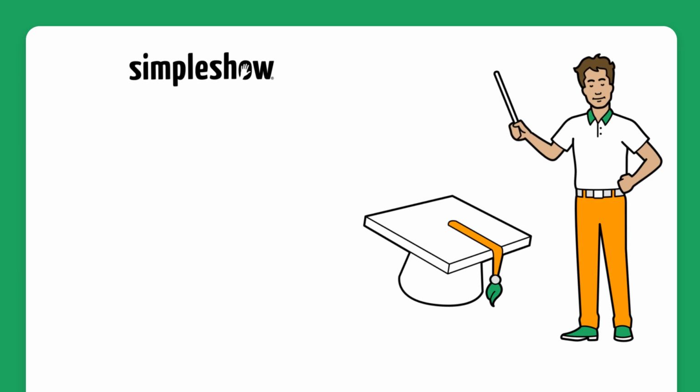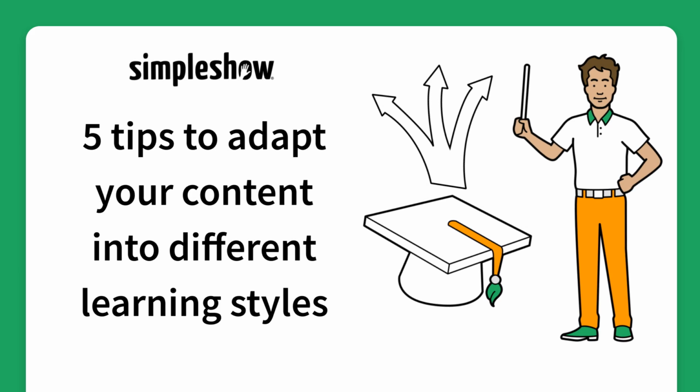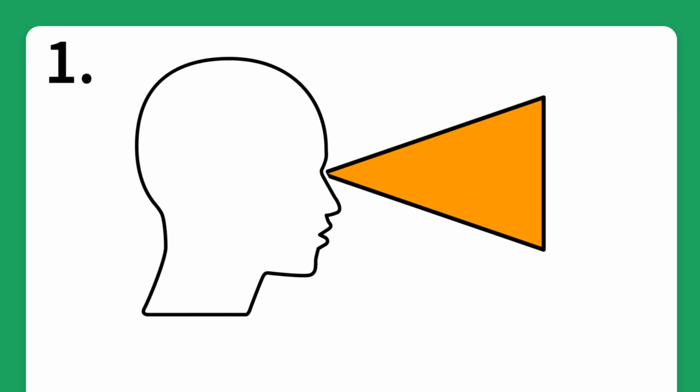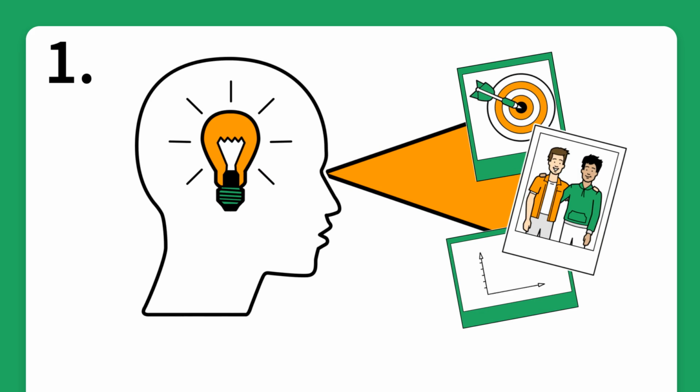As a trainer, you need your content to work for a variety of people. Here are 5 tips on how to adapt your content into different learning styles. For visual learners, images are important. They need to see it to understand it. Enrich your training with graphics, pictures, and diagrams.